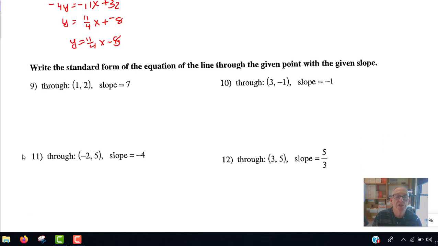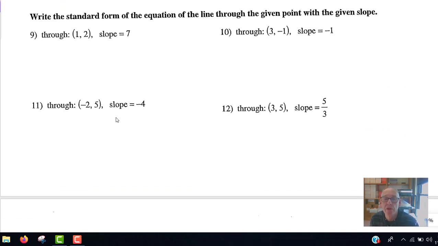Okay, this next section, they want us to write the standard form of the equation of the line through the given point. Now this brings up another way that we have of representing linear equations that we call point-slope form, which is also going to be super important in Algebra 2 and as you go further in your math. And point-slope form really comes from the slope formula. So let me show you where that comes from.